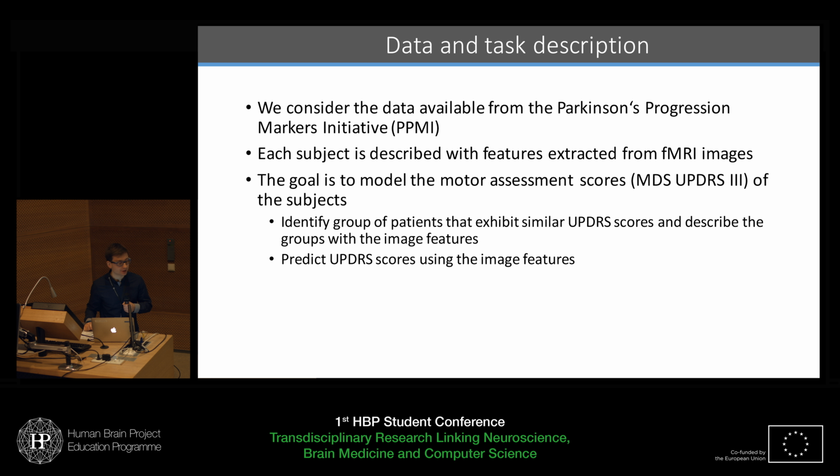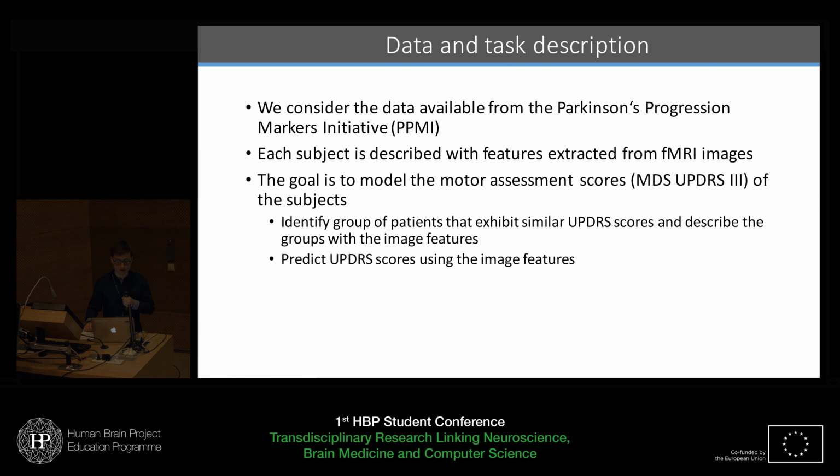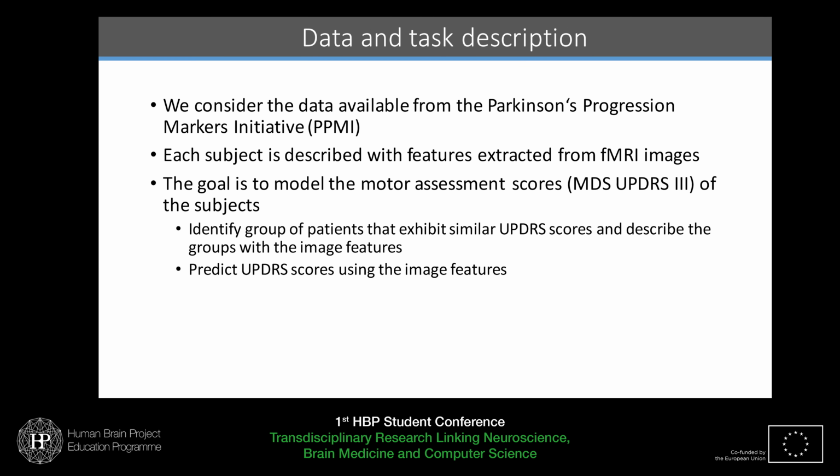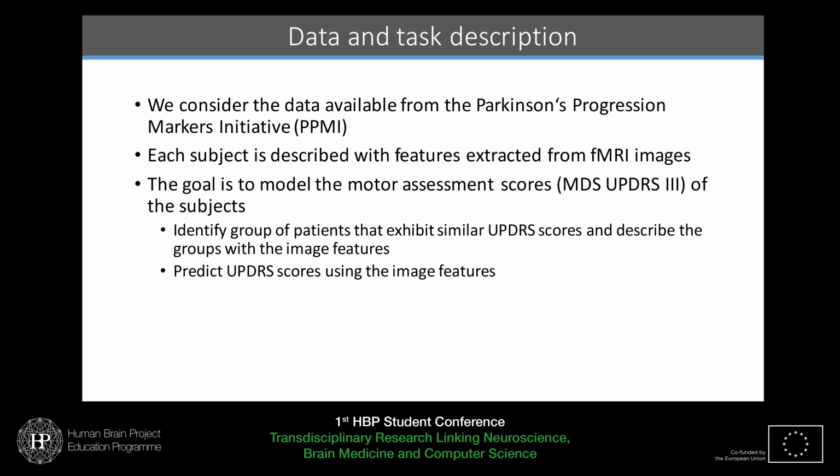So, as you heard before, we are analyzing data from the Parkinson's Progression Markers Initiative. We consider data on 452 patients. On the one hand, we have the fMRIs, which are described as regions of interest, and on the other side, we have the motor assessment scores. And so the goal is to find groups of clusters that exhibit similar behavior in terms of these scores.